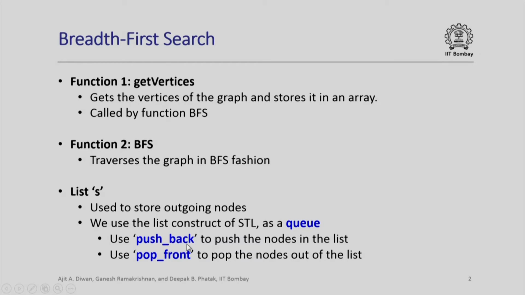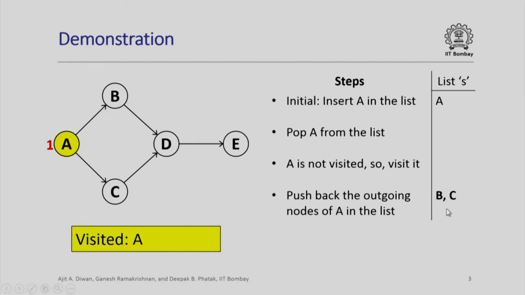Consequently, we will use the push back function to push the nodes in the list and the pop front function to pop the nodes out of the list. These are the two functions which are different from a stack operation. They implement the queue operation. Please remember, a queue will always push at the back of the queue and pop will always pop from the front of the queue. This simple difference makes the search go from depth first search to breadth first search. Let us look at the demonstration.